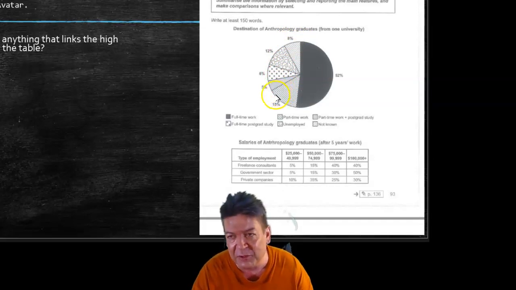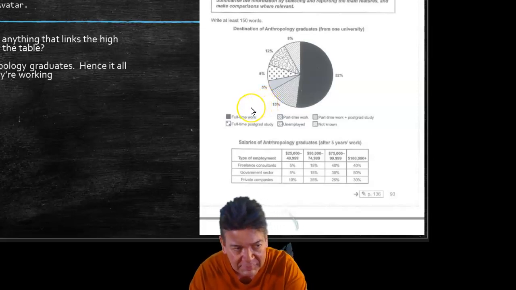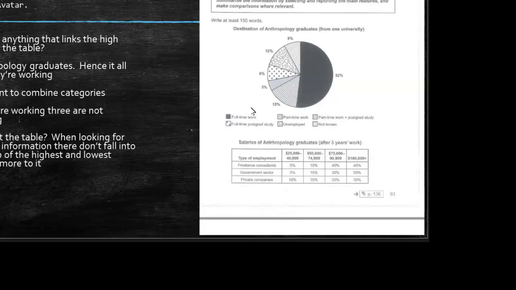See, I haven't really looked at the candidate's paper when I do this analysis. So, what can we find out? Okay, they're all working. Still want to combine categories. 3 are working, 3 are not. There you go.